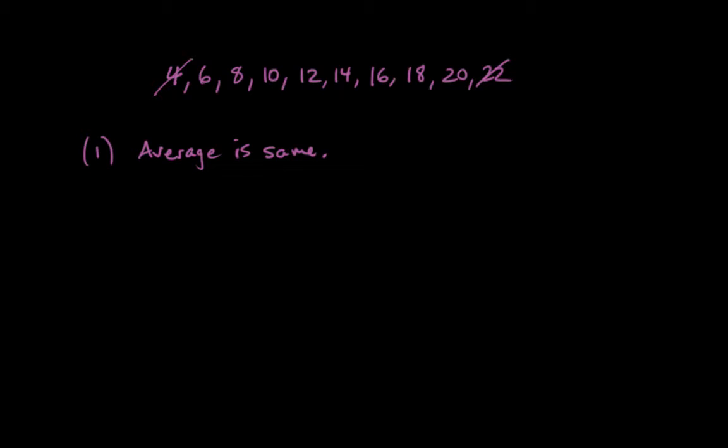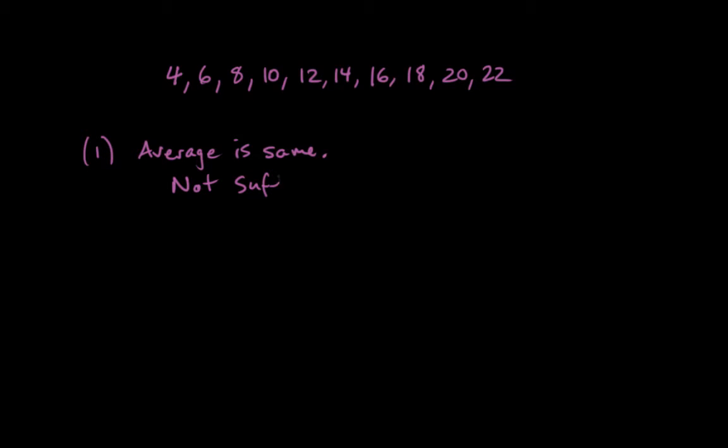So let's say that I do that. Well, 4 and 22, if those are gone, I'm going to have a pretty small standard deviation, right, because these numbers are closer together. But let's say that instead I remove 12 and 14. Well, then I'm going to have a bigger standard deviation, because the numbers are further apart from the average. But the average is the same in either case. It's 13 either way.